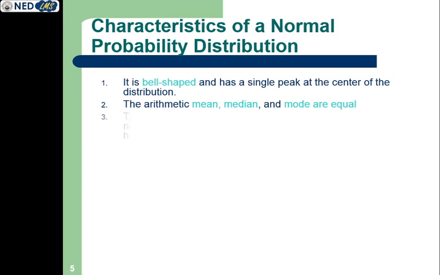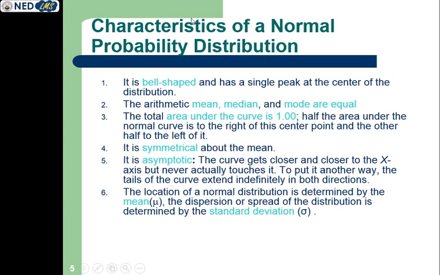Now, some of the characteristics of the normal distribution we already discussed. One of the characteristics is that it is bell shaped with a single peak, as we already discussed. Now the second property, see that, students: the arithmetic mean, median and mode are always equal to each other.